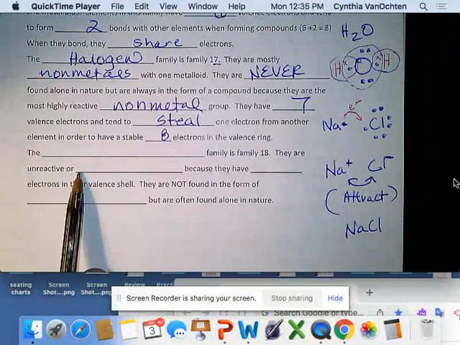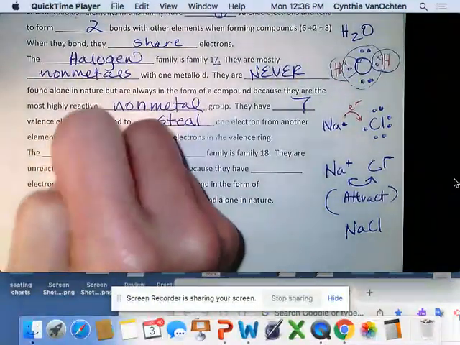Okay, then our last family, and again, this should all be review, is our noble gas family.